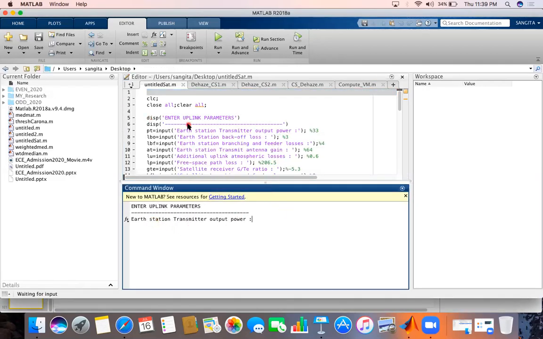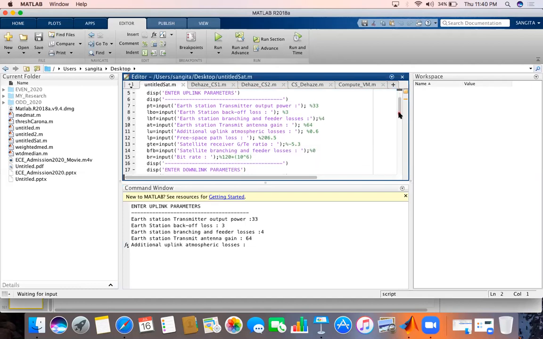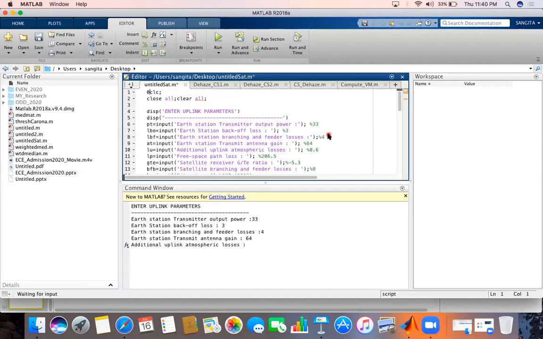See, uplink parameters. Then the dotted line has come: earth station transmitter output power, obviously 33, overwritten 33. Then earth station backoff loss, 3. Enter. Feeder loss 4. Antenna gain 64. You can change it, but in the initial case we should adhere to the standard values. After completing this, you change on your own. Then the atmospheric losses, 0.6.